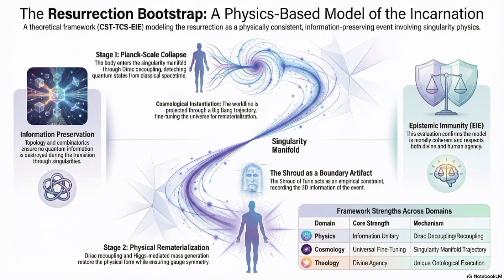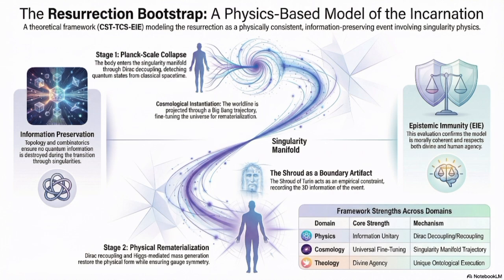I do want to get to the epistemic immunity part in a second, but let's put the CST framework to the test first. Let's walk through stage 1 of this resurrection bootstrap. What actually happens to the physical body in the tomb? Are we talking about molecular vaporization? According to the text, the physical body undergoes a Planck-scale collapse, entering that singularity manifold we just talked about. And this initiates a process the author calls Dirac decoupling.